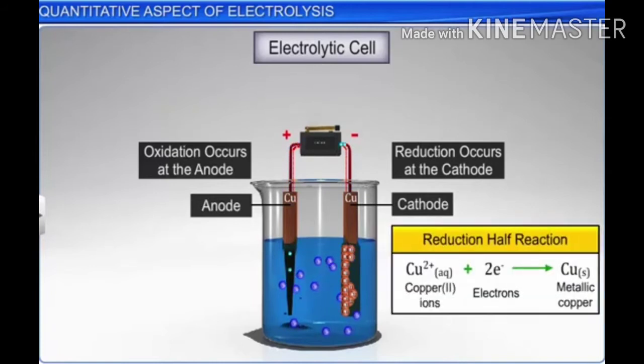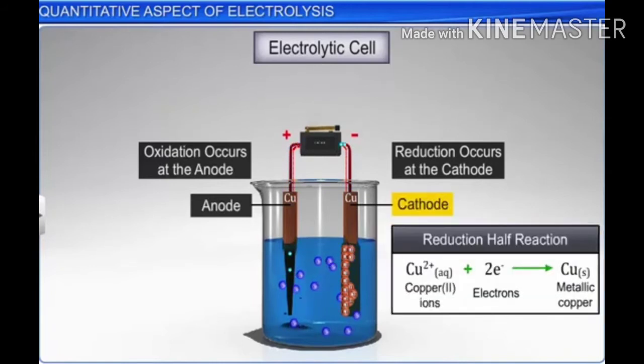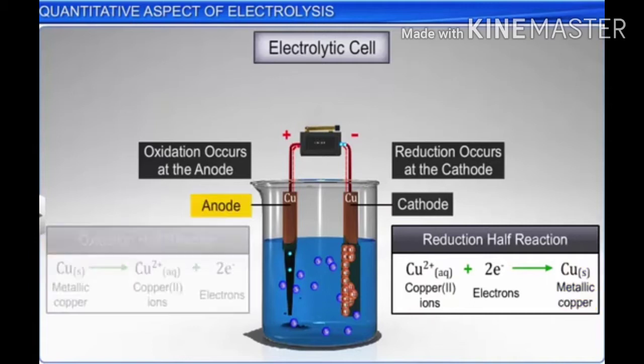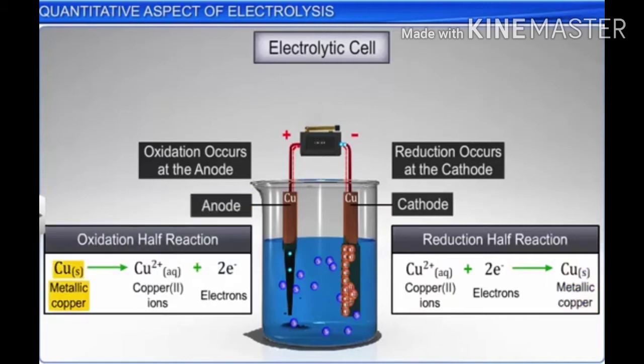The reduction half reaction at the cathode has copper-2 ions gaining 2 electrons to form metallic copper. At the anode, copper metal undergoes oxidation by losing 2 electrons to form copper-2 ions.